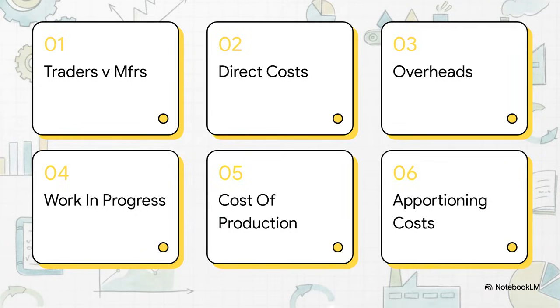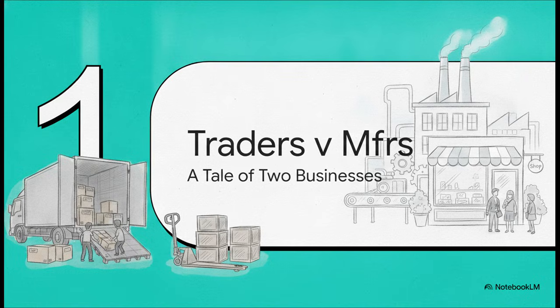We've got a lot of ground to cover, so let's run through our factory tour agenda. We're looking at traders versus manufacturers, decoding direct costs, factoring in overheads, work in progress, the cost of production, and finally, apportioning shared costs. All right, let's get moving. Up first, Section 1, Traders versus Manufacturers.